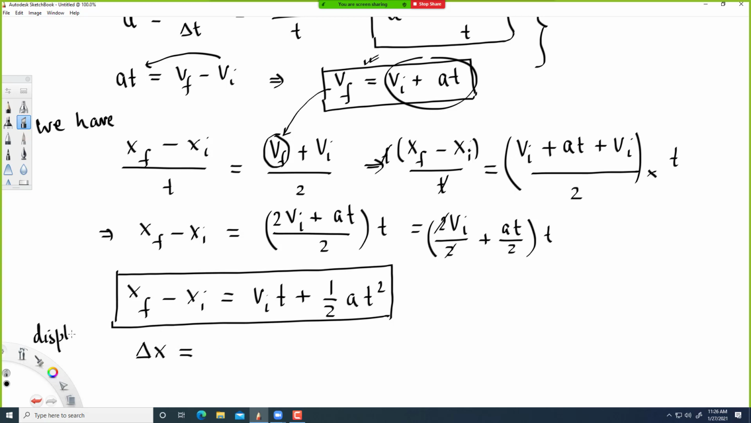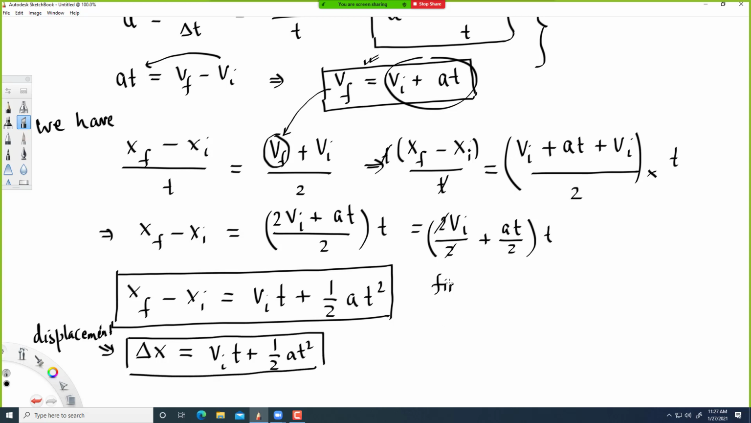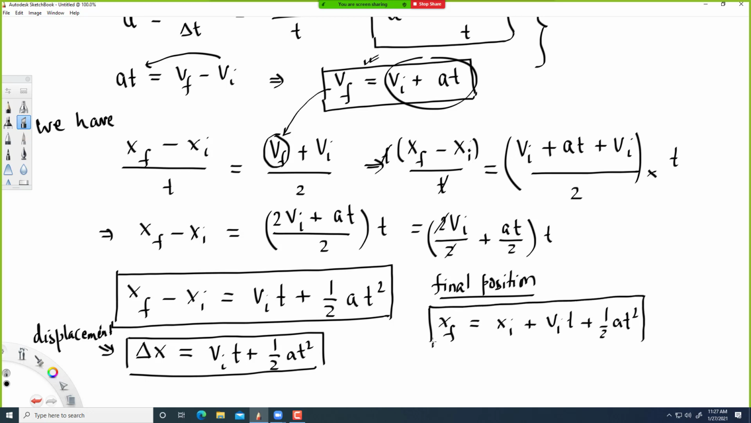If you are asked to find displacement, you will use this equation. vit plus 1/2 at squared. And if you are asked to find final position, you can use the same equation. So final position is xf. So xf, just rearrange this equation. So you get xi plus vit plus 1/2 at squared. Exactly same equation, just moving the terms from left to right. Okay, these are all same equations.